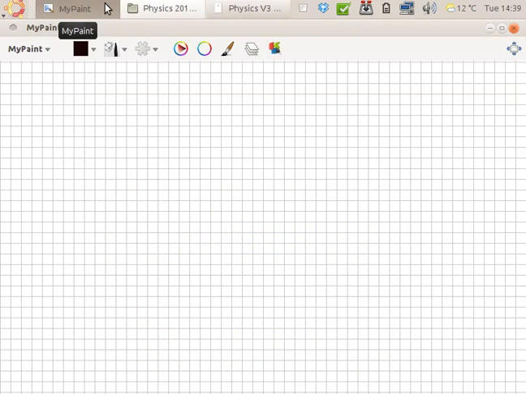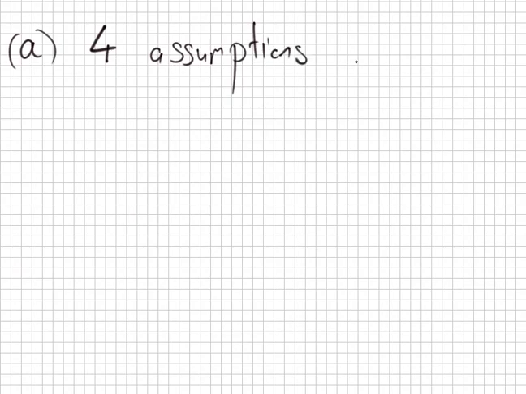Now, the next one here. Next one here, A part. So this one here, next question, number 2: 4 assumptions of ideal gas law.